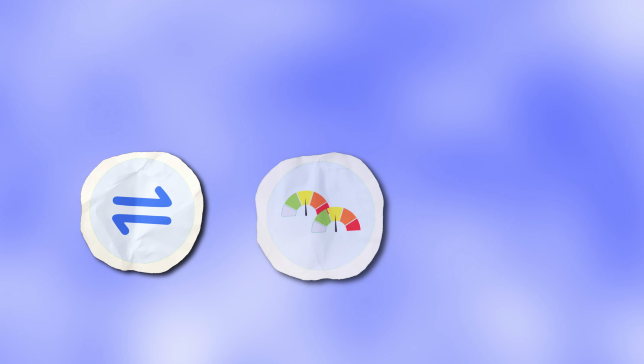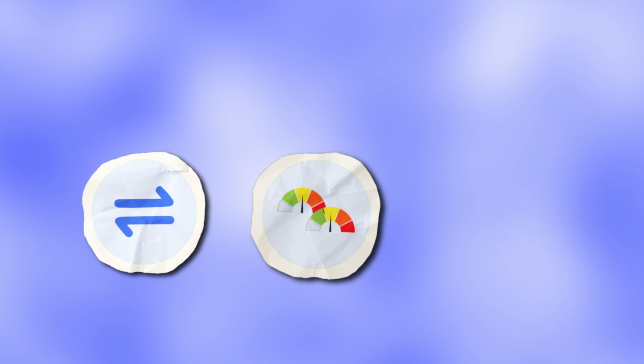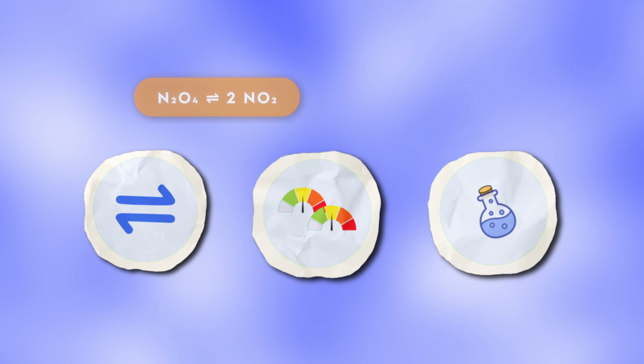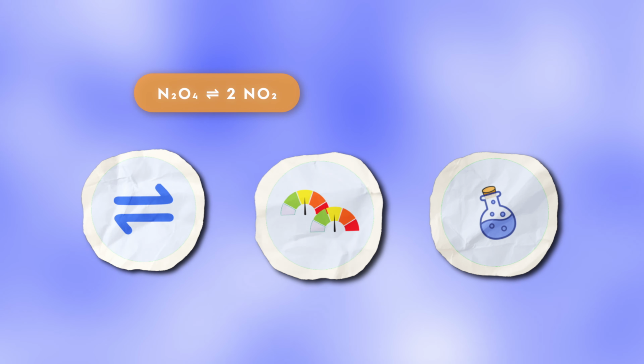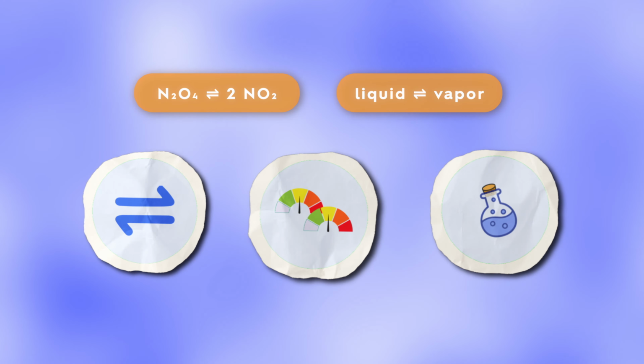So, to recap, equilibrium is dynamic. Forward and reverse happen simultaneously at equal rates, so concentrations stay constant. It requires a reversible process, often in a closed system. The dinitrogen tetroxide, nitrogen dioxide, and liquid vapor examples show the pattern clearly.